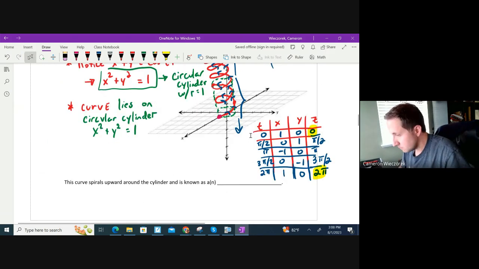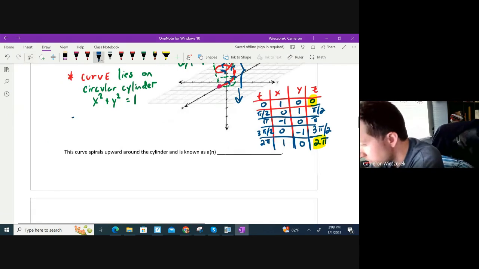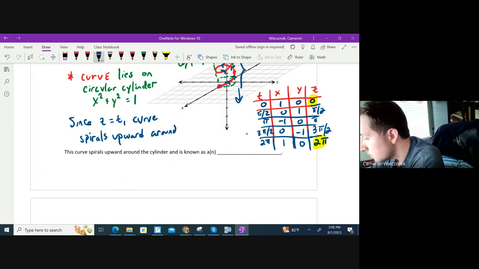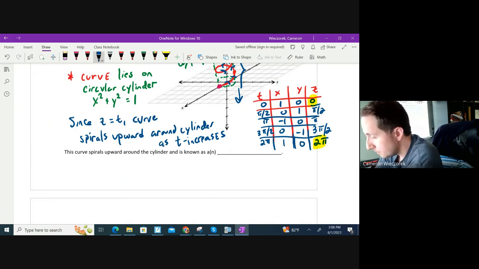And so the main takeaway from this is since z equals t, the curve spirals upward around the cylinder as t increases. Okay. And this spiral around that cylinder, this space curve, is known as a helix. Okay. Looks like a slinky.